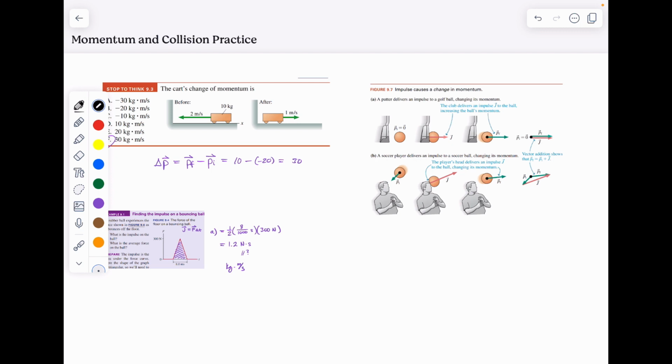So a lot of these are examples from the textbook, but also I'm going to work out some of the practice problems in the review section that aren't worked out in the textbook too.